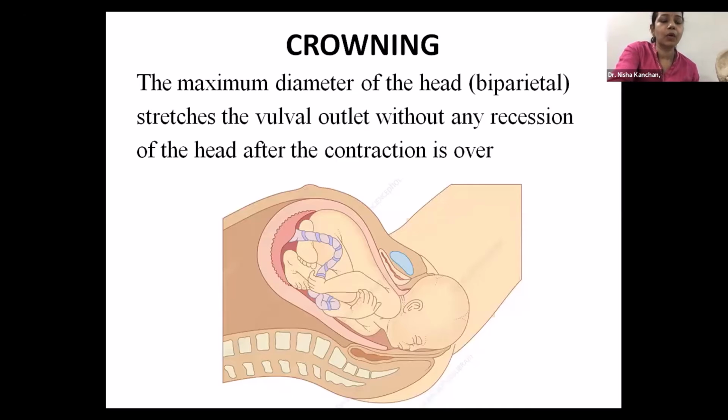This point is important for us because this is the level at which we have to give an episiotomy. The perineum is beautifully thinned out and it's very easy to give an episiotomy at this point. So crowning is important for you. So how do you recognize crowning?